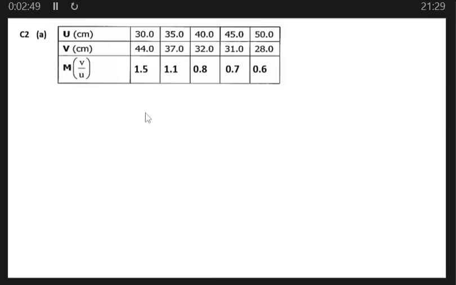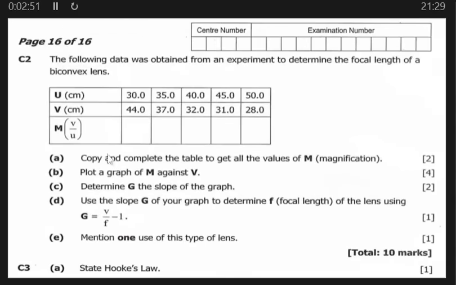Let's go to another question. Question B says, plot a graph of M against V. So let's plot the values of M, the ones we got here, against the values of V here. All right?